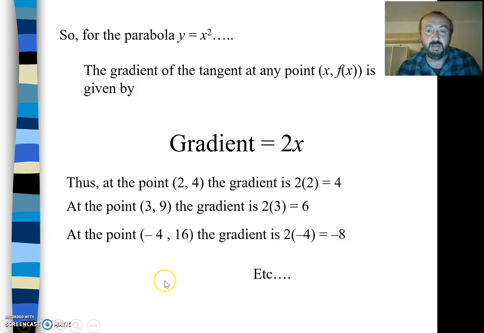Okay, we'll stop it there and come back and do a bit more on first principles later.